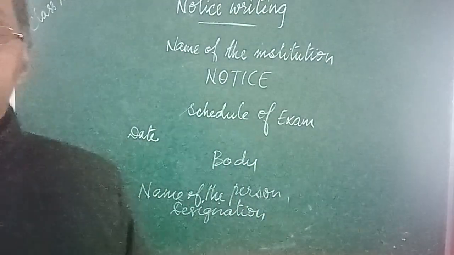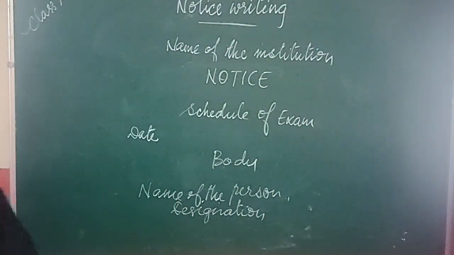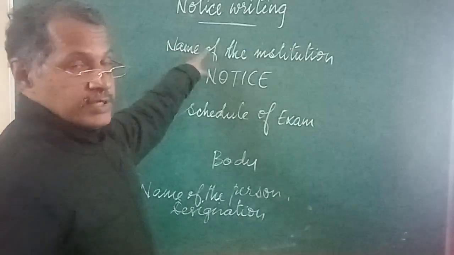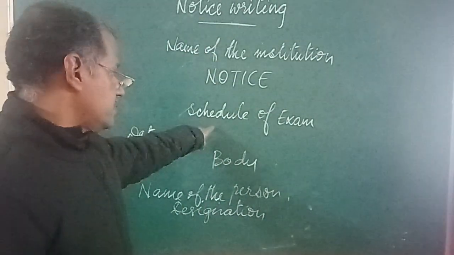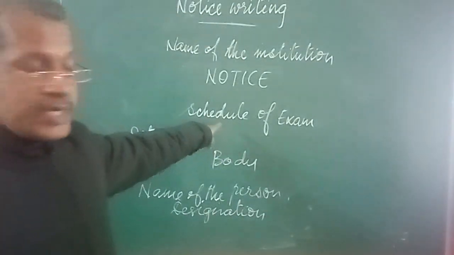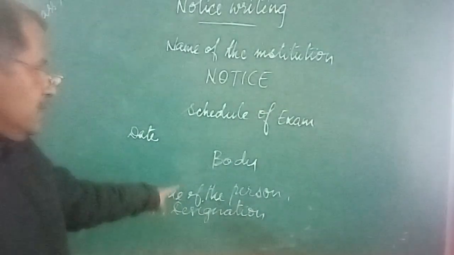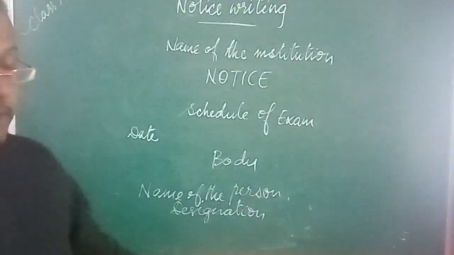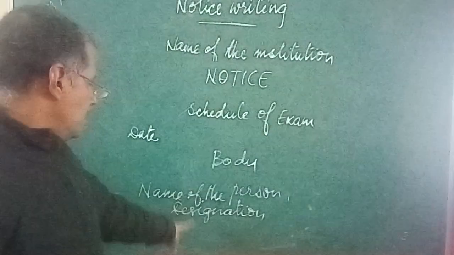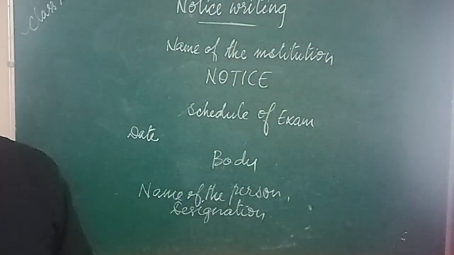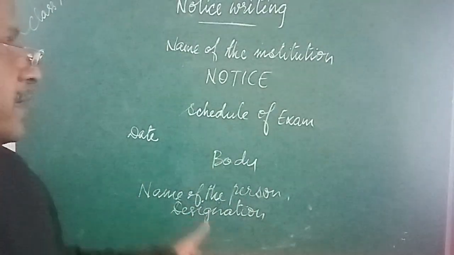Designation means the office that is borne by that particular person. Okay, once again I will repeat the format. First, name of the institution. Second, the term notice, and then the subject, the title, schedule of examination, then date. Then the body, followed by the name of the person who is writing, and then the designation. So these are the things that you have to include in the notice.